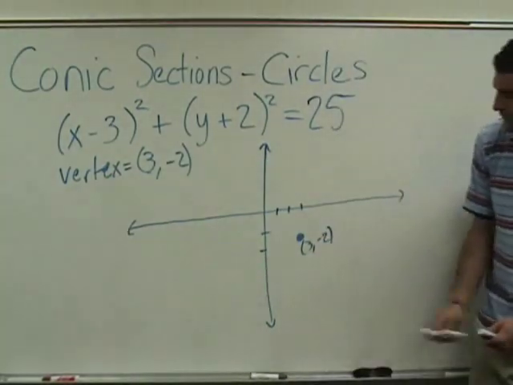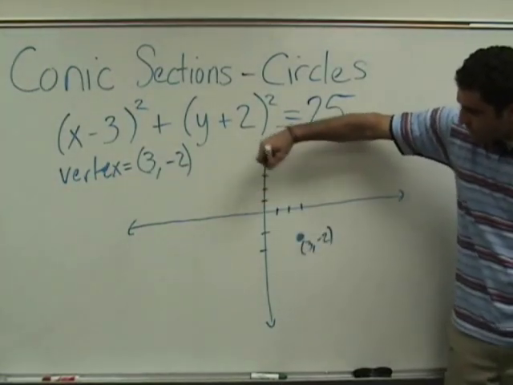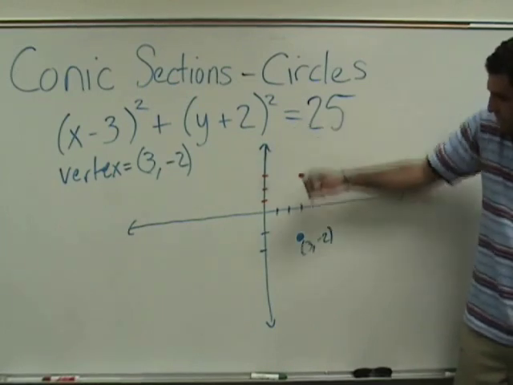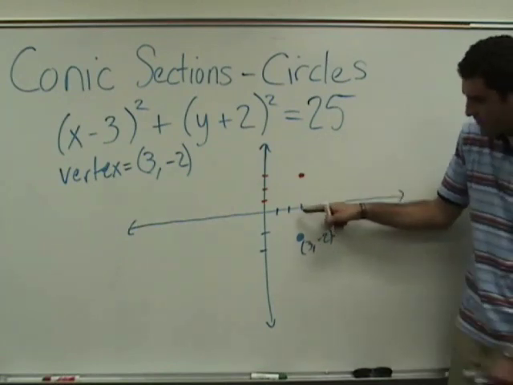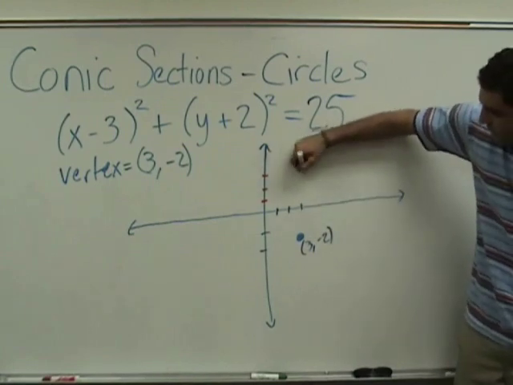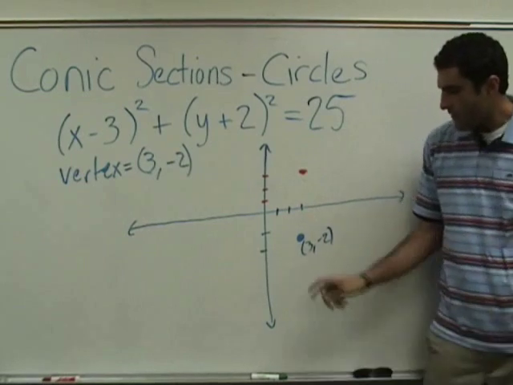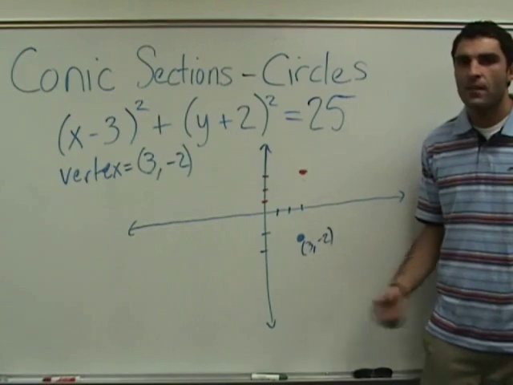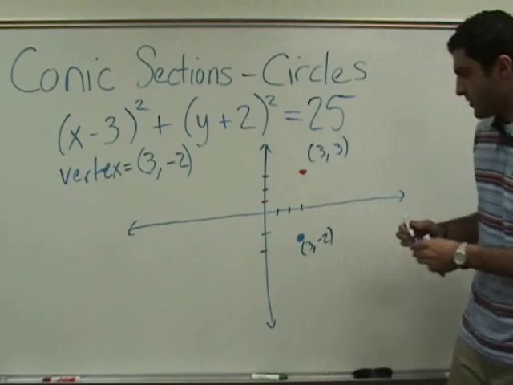Okay, up 5 from 3, -2. Where is that point? Isn't 0 counted? 0 cancels. So let's count it off. 1, 2. Back to the starting point. 3, 4, 5. So what is this point? What is -2 plus 5? 3. So we're over here at 3, 3.